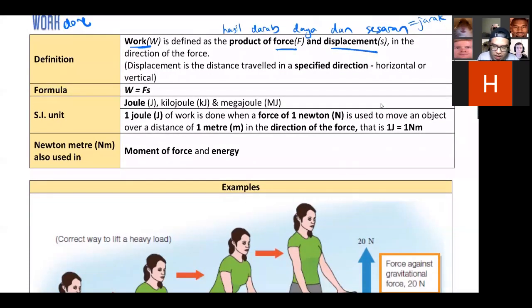So that is the formula. And then for unit, what do we use? We use joule.